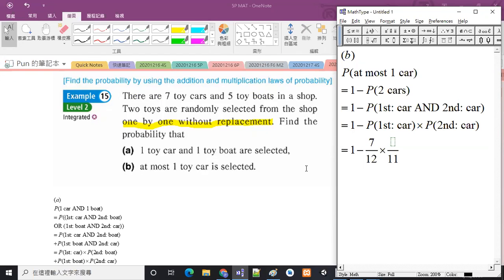Among the remaining 11 options in the second selection, there are only 6 toy cars and 5 toy boats. In order to get a toy car in the second selection, there are only 6 options that satisfy this requirement. Can you get this? So we can calculate the number. So that will be 1 minus 7 over 22, and the answer will be 15 over 22. Okay, am I correct?